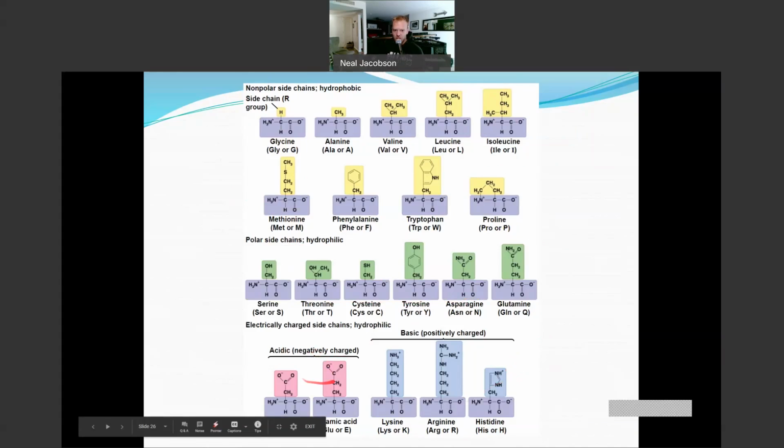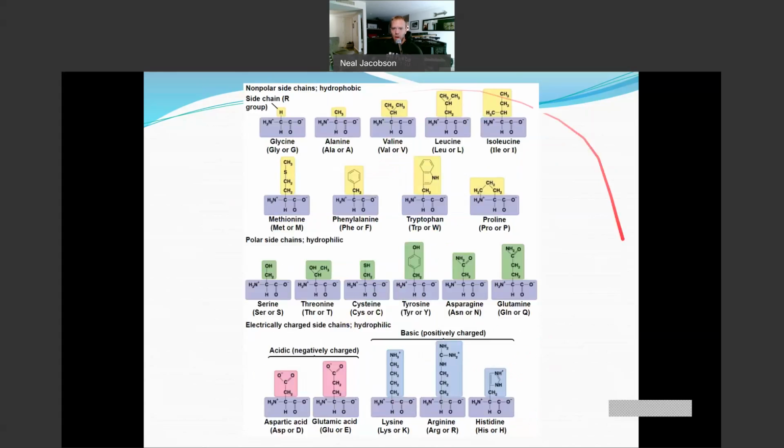So you'll notice the acidic ones are carboxylic based, right? And the ones that pick up protons, that are basic, are amino based. And so that's kind of interesting. Okay, so moving on, let's talk about how we make a polymer out of these.